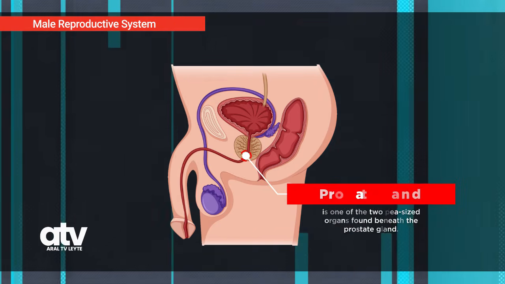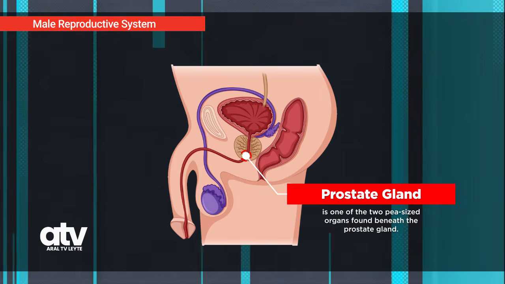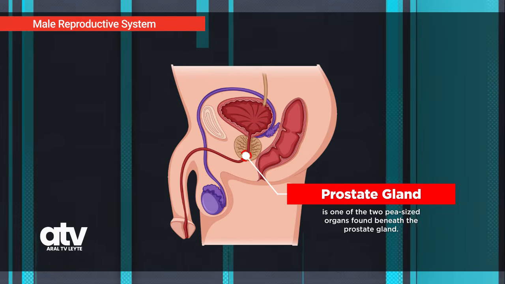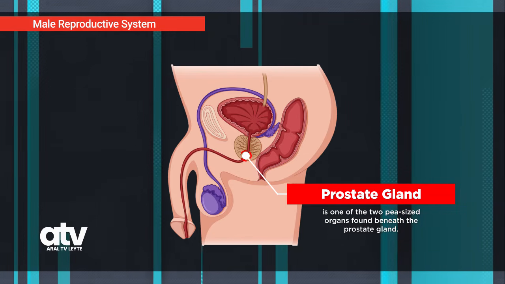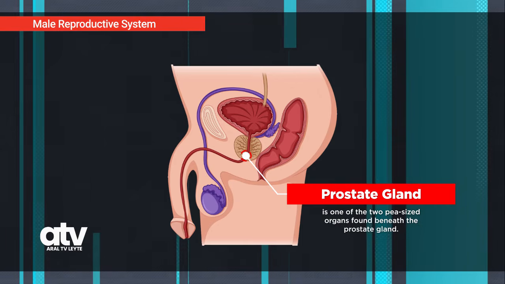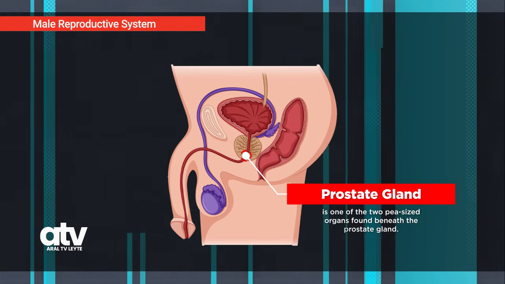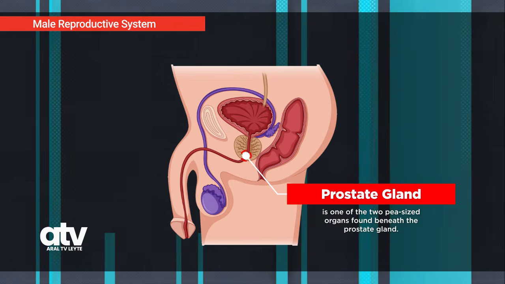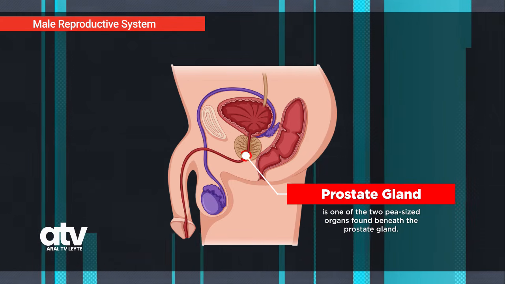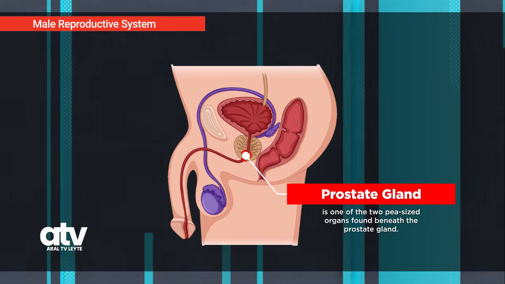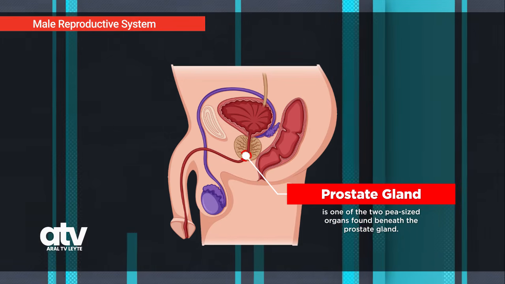Prostate gland. Prostate gland is thumb-sized. It consists of muscular and glandular tissues that lie around the base of the bladder. It secretes a fluid that neutralizes the acidity of the vagina to ensure the survival of the sperm. It aids in sperm motility.